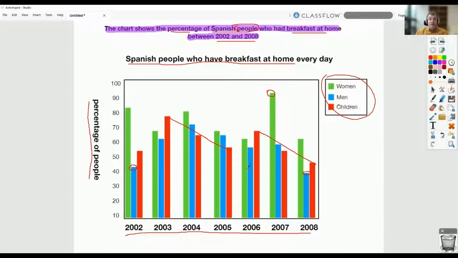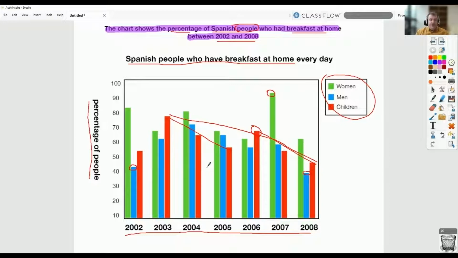We could say that overall, even though there's an exception here, the number of children having breakfast at home has declined. From 2002 was low, but from 2003 to 2008, it's gone down significantly.